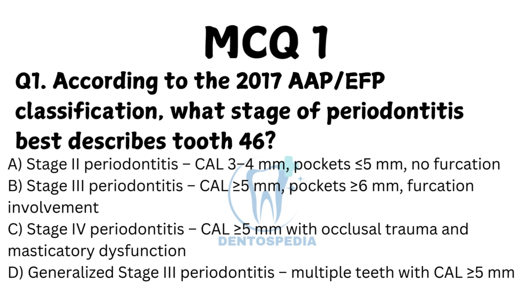Option A. Stage 2 periodontitis, CAL 3 to 4 mm, pockets up to 5 mm, no furcation involvement. Option B. Stage 3 periodontitis, CAL 5 mm or more, pockets 6 mm or greater, with furcation involvement. Option C. Stage 4 periodontitis, CAL 5 mm or more, with occlusal trauma and masticatory dysfunction. Option D. Generalized stage 3 periodontitis, multiple teeth with CAL 5 mm or more. Take a few seconds to think.